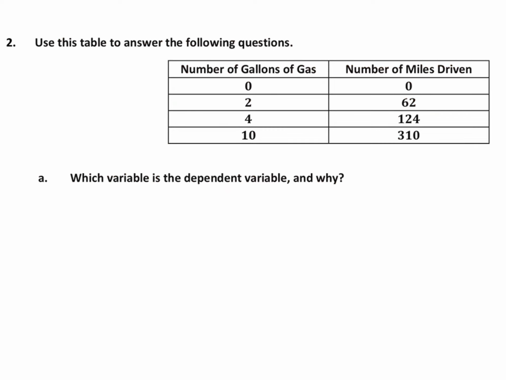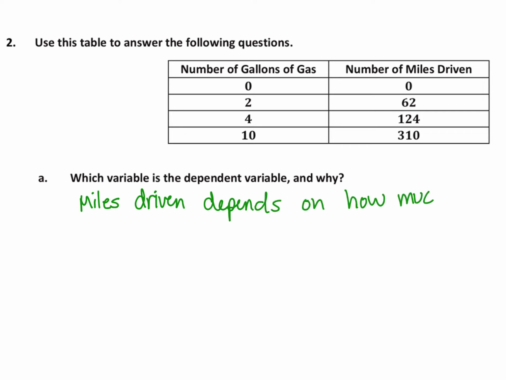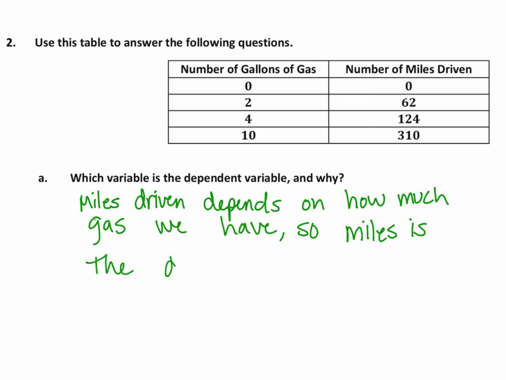Use this table to answer the following questions. A. Which variable is the dependent variable and why? The gas is something that we don't change, but the miles we drive changes based on how much gas we have. So the miles driven depends on how much gas we have. So, miles is the dependent variable.